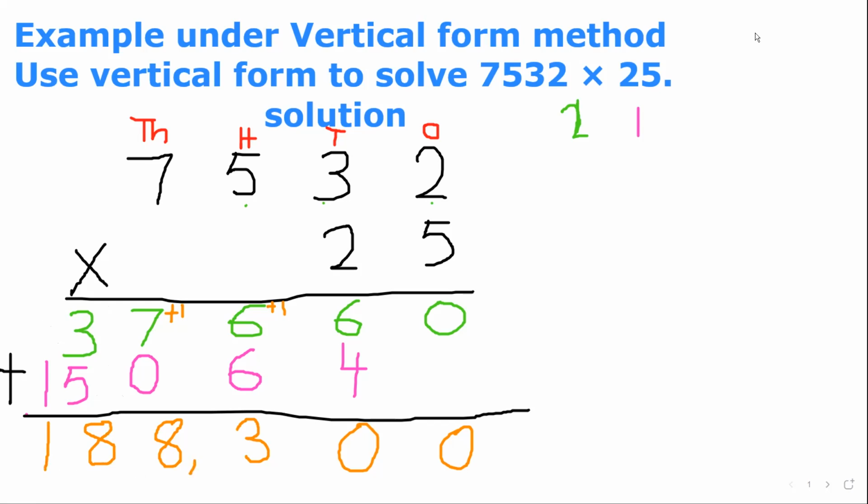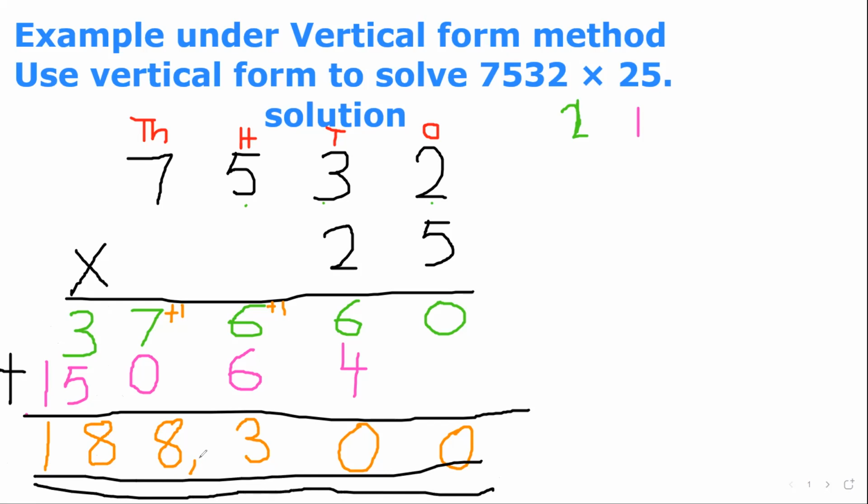Okay, our final answer here is 188,300. First, you take the numbers one after the other to multiply through.